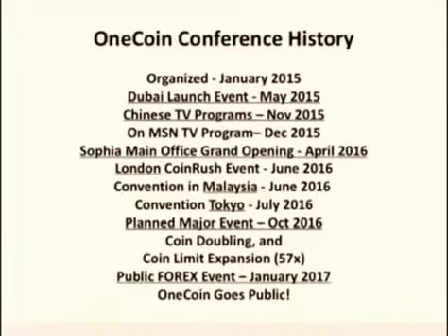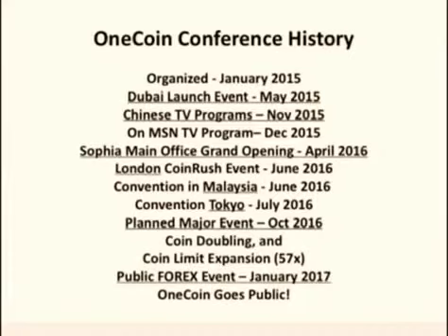The next slide shows a history of the conferences they've had. Like I said, it was organized in January last year. They had their big launch event in Dubai in May. Then in June, their computer system was up and working. They've had television programs on China TV in last November. They were on MSN TV in December. They had the grand office opening in Sofia, Bulgaria that you just saw in last April.